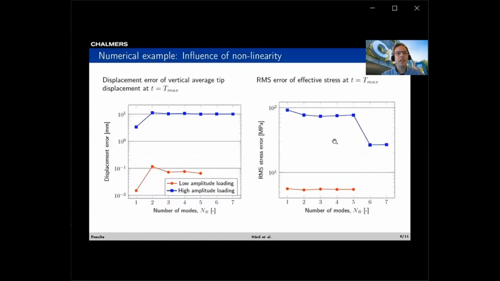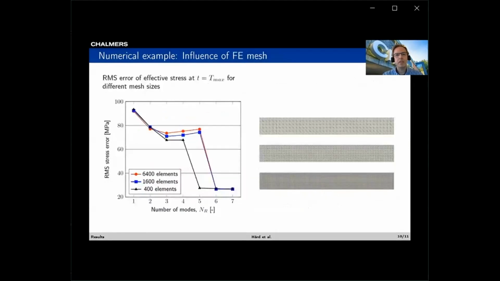We can also investigate the effect of the nonlinearity by comparing two different load amplitudes. And here I just show the convergence, or lack thereof rather, for the displacement error, the vertical displacement error at the end time on the left-hand side, and on the right-hand side we show the same thing but for the root mean square error of the effective stress.